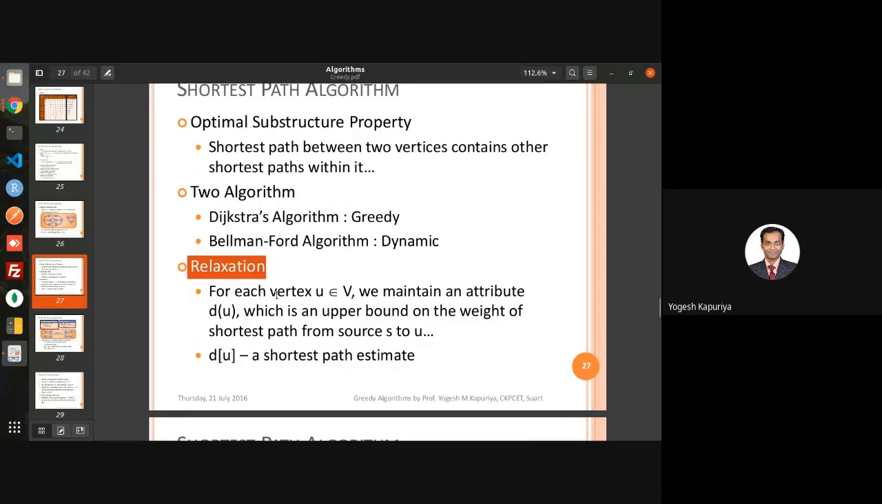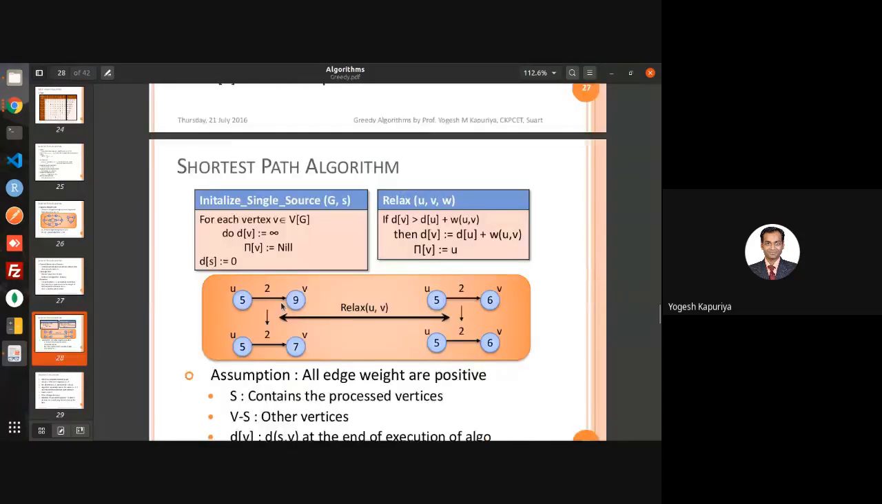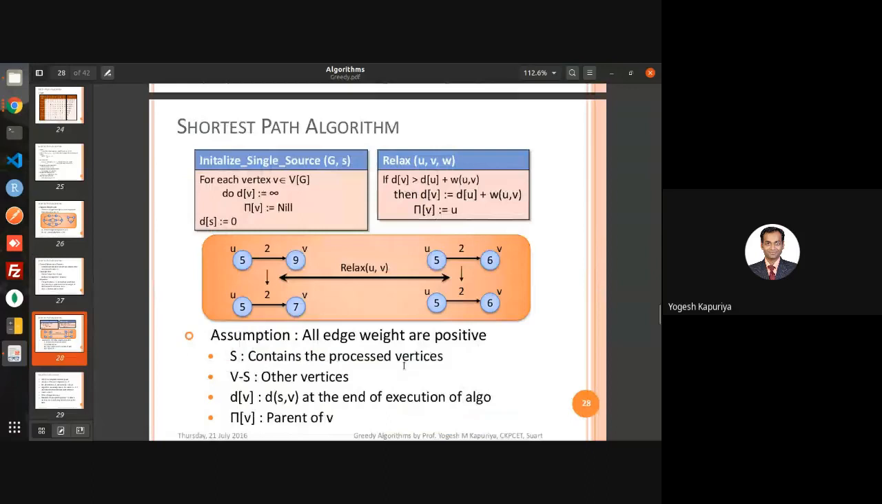Now, relaxation. You will find in the literature that Dijkstra's algorithm involves relaxation. Let us understand this term. What do we mean by relaxing? Obviously, by the name itself, you can understand that relaxing means releasing a load, right? So, let us say you have these two cases.